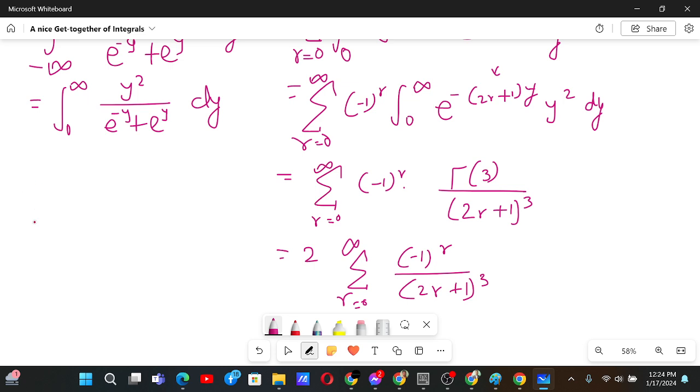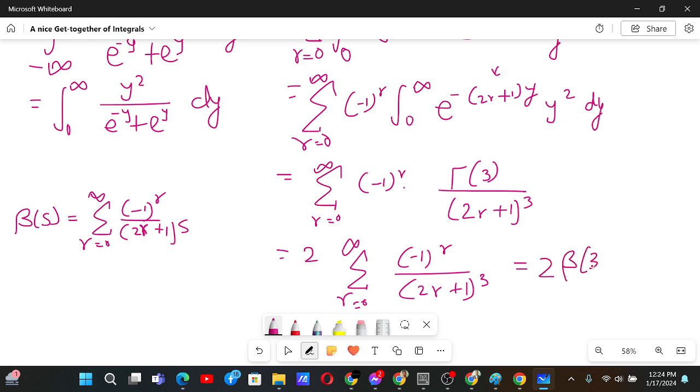Now you might know the definition of the Dirichlet beta function, which is sum from r equals 0 to infinity of minus 1 to the power r by 2r plus 1 to the power s. This is the Dirichlet beta function. Now over here, this is just Dirichlet beta of 3. 2 times Dirichlet beta of 3.